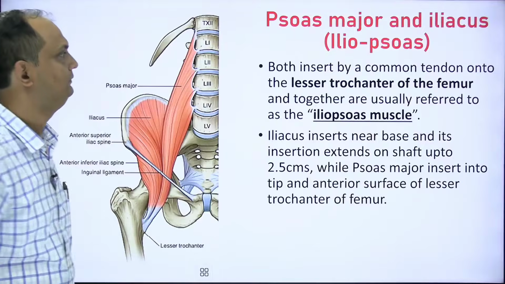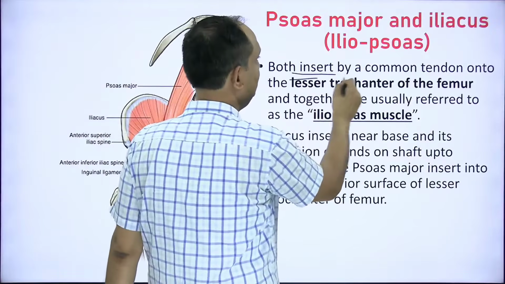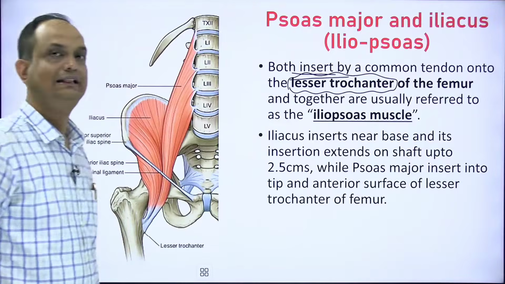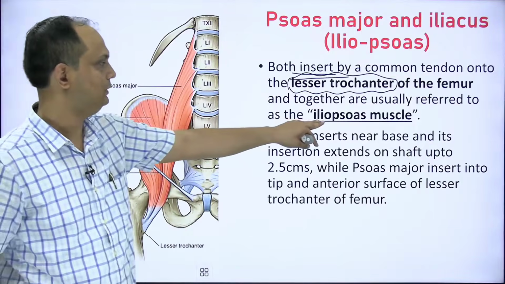Now both the muscles insert as a common tendon on the lesser trochanter of the femur. This is again an important question, and that's why they are commonly known as iliopsoas.